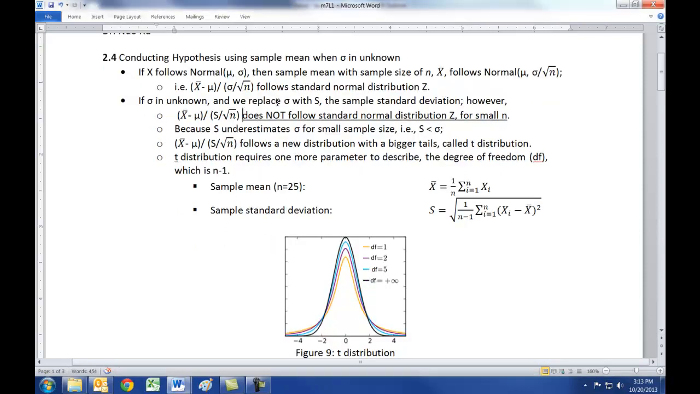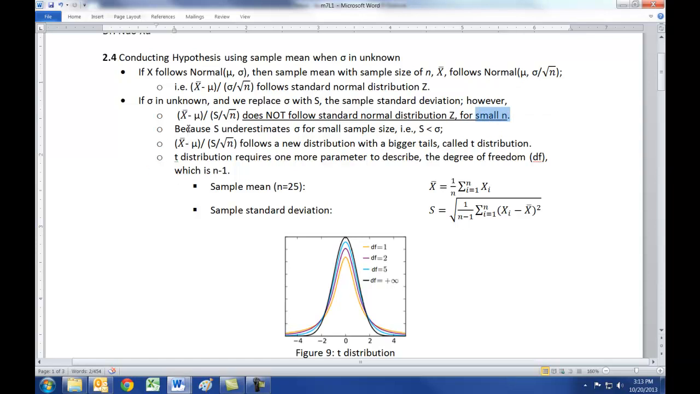So a natural solution seems to be to replace the true standard deviation of the underlying process with the sample standard deviation, denoted as S. However, with such replacement, this quantity does not follow the standard normal distribution, i.e. the Z distribution, exactly, especially for a small sample size.